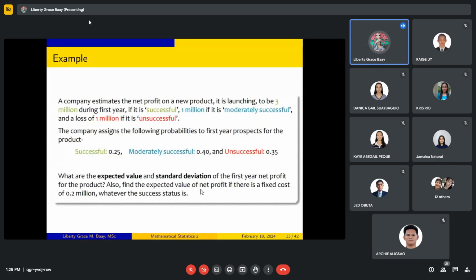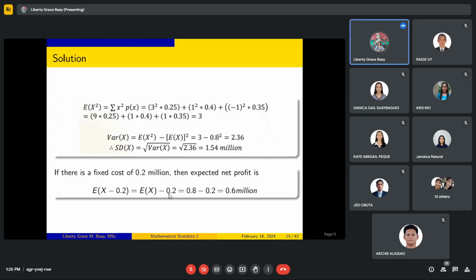And we are also asked to find the expected value of net profit if there is a fixed cost of 0.2 million. So this is now the answer. If there is a fixed cost of 0.2 million, then the expected net profit is the expected value of x minus 0.2, so 0.8 minus 0.2, which is equal to 0.6 million. So the expected net profit, if there is a fixed cost of 0.2 million, is equal to 0.6 million.